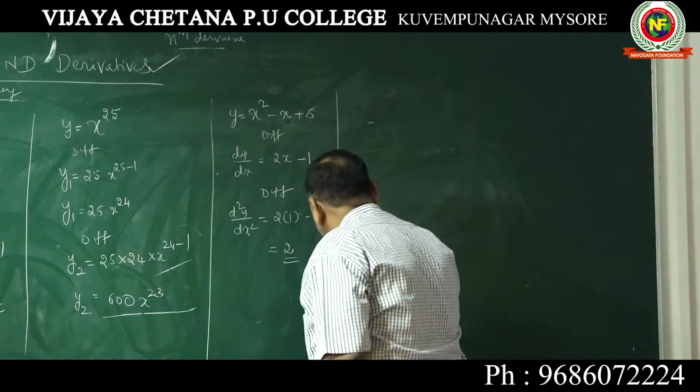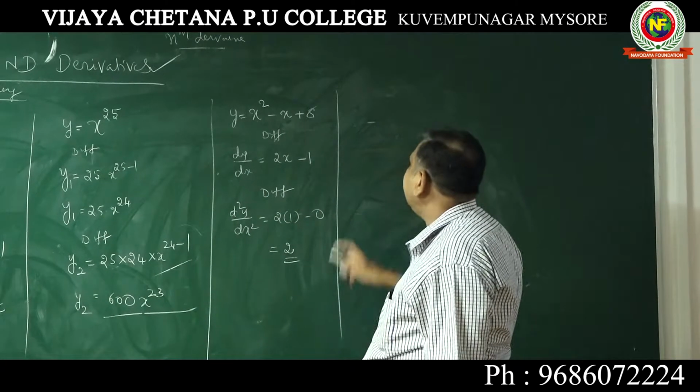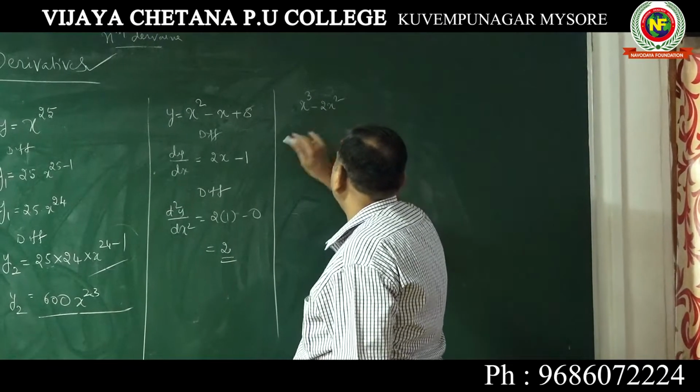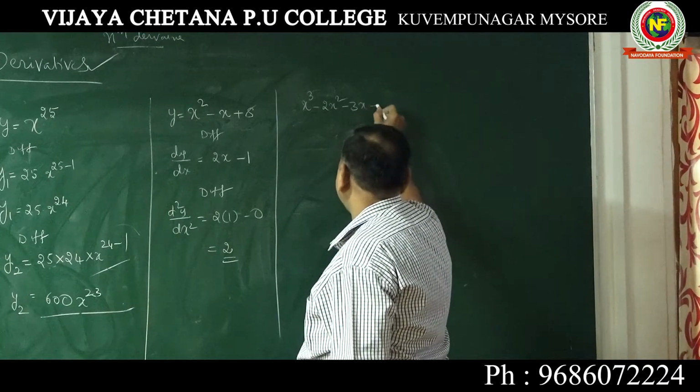One more you take. Find the second derivative of x cube minus 2x square minus 3x plus 7.